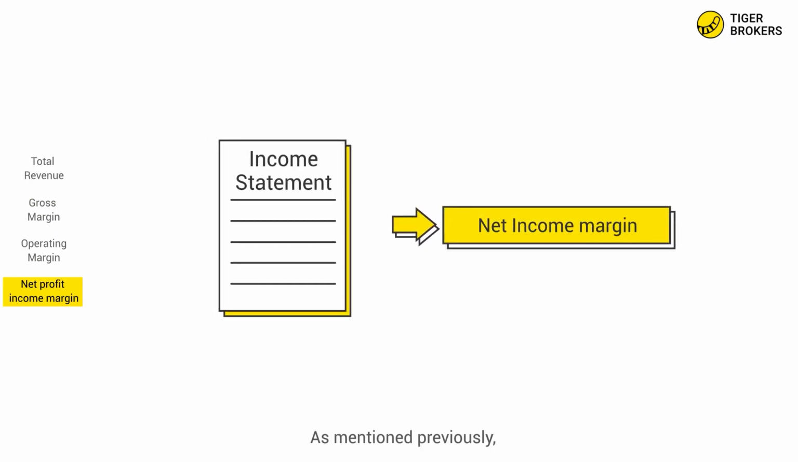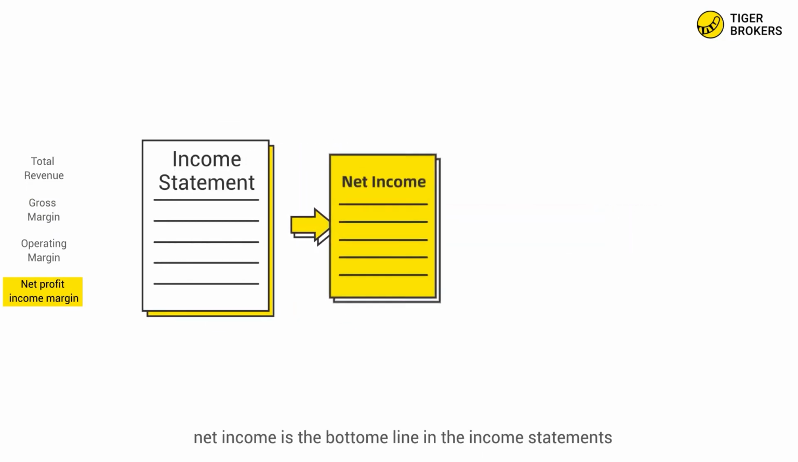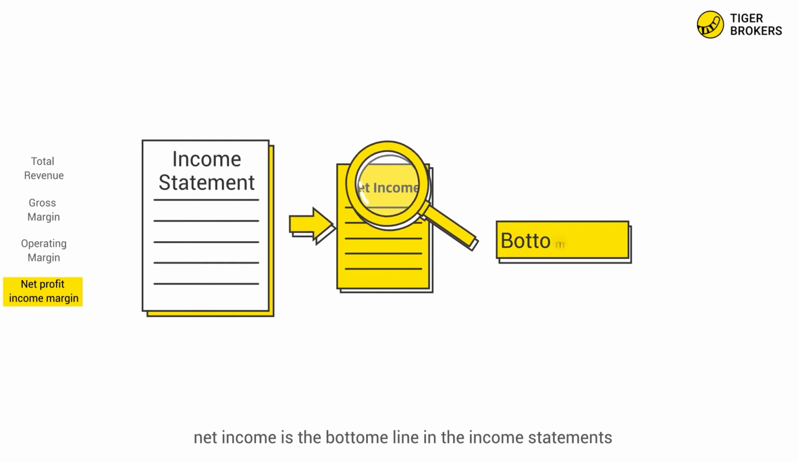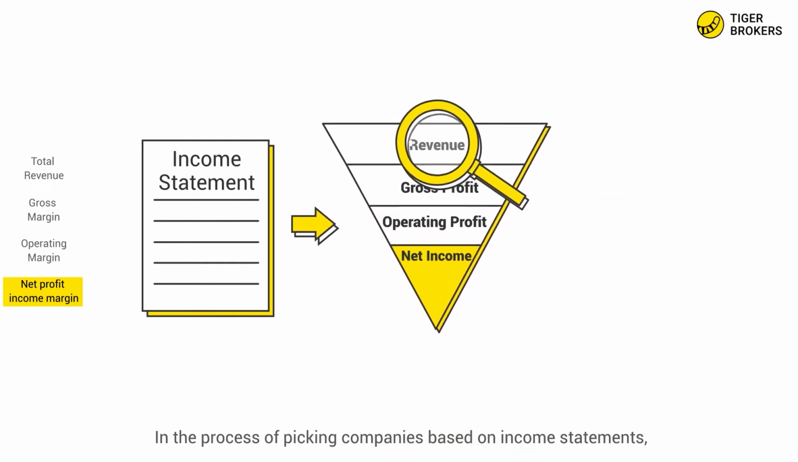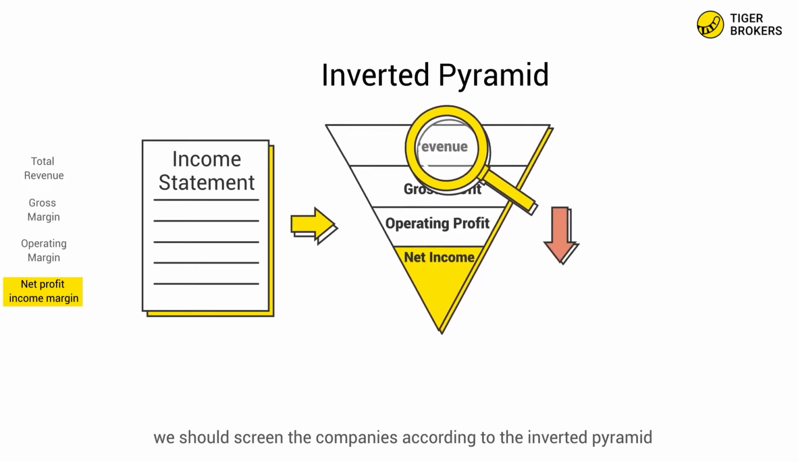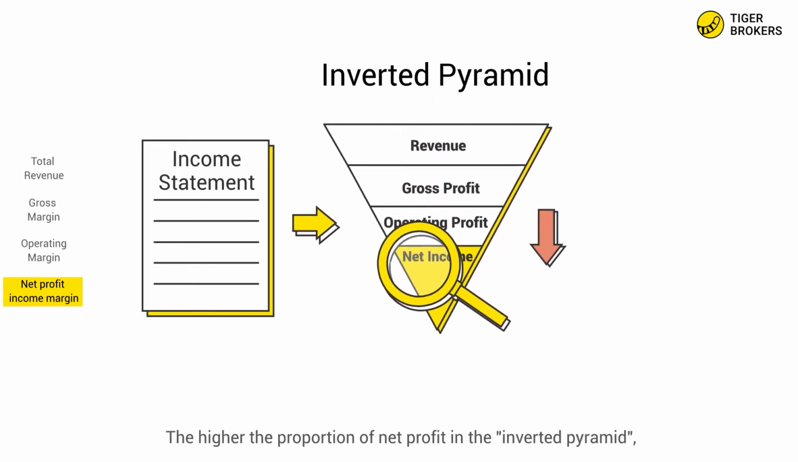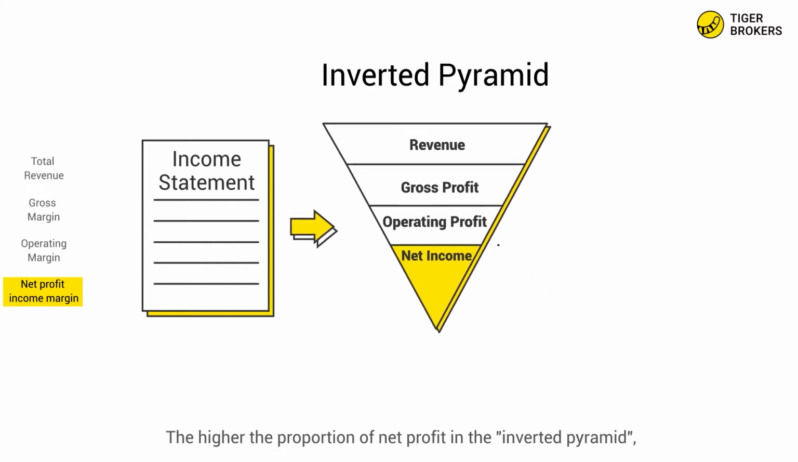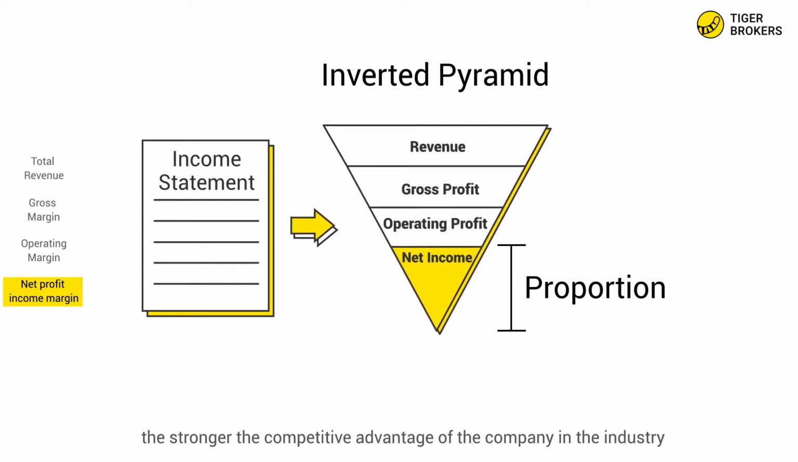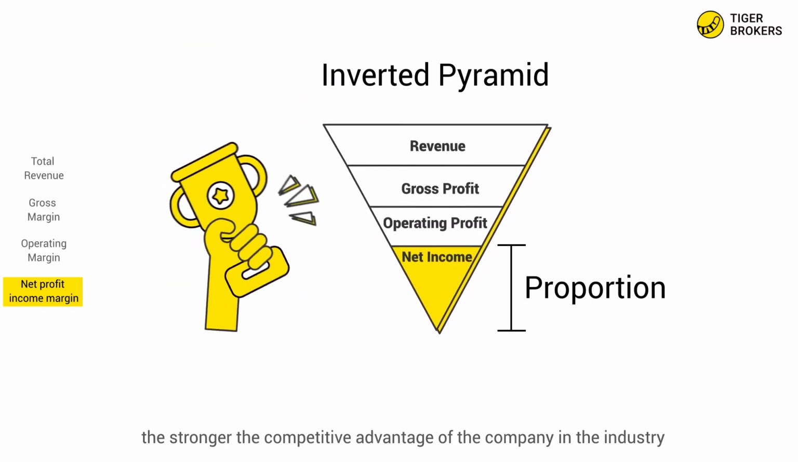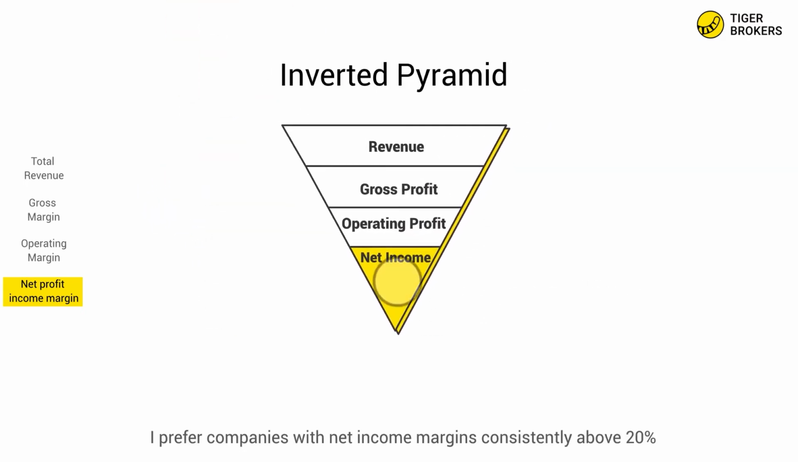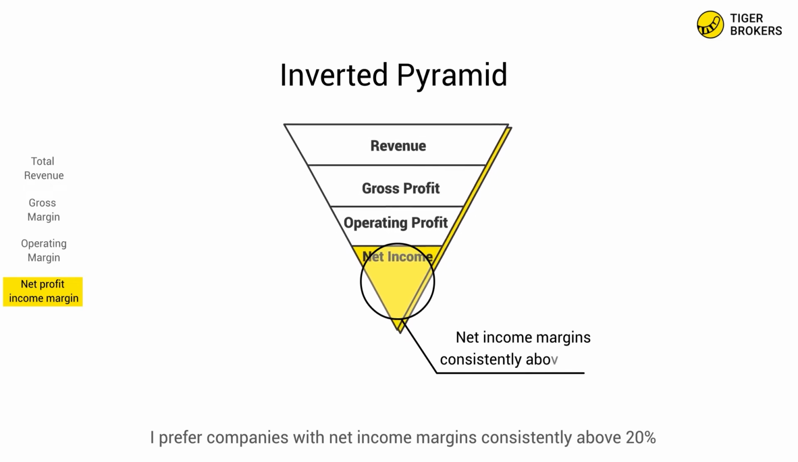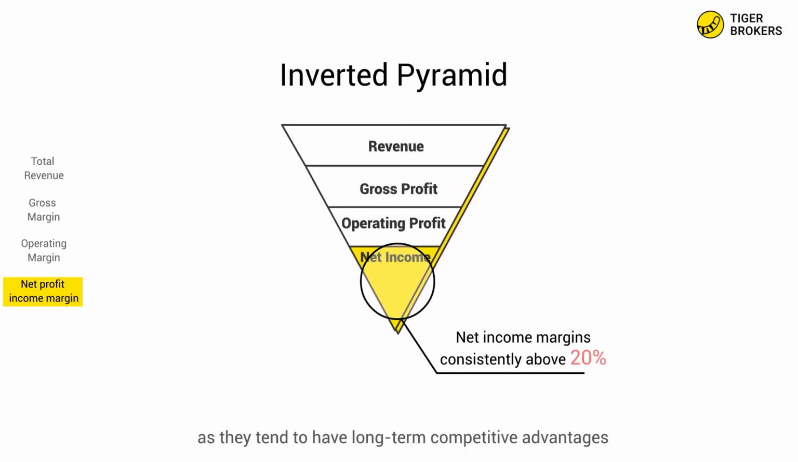4. Net income margin. As mentioned previously, net income is the bottom line in the income statements. In the process of picking companies based on income statements, we should screen the companies according to the inverted pyramid. The higher the proportion of net profit in the inverted pyramid, the stronger the competitive advantage of the company in the industry. In terms of net income margin, I prefer companies with net income margins consistently above 20%, as they tend to have long-term competitive advantages.